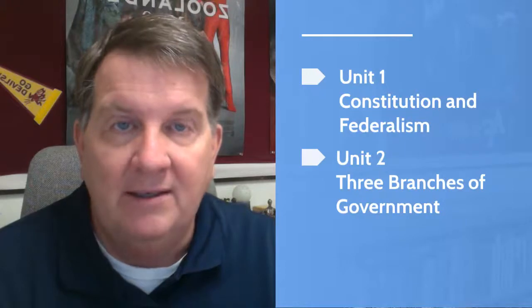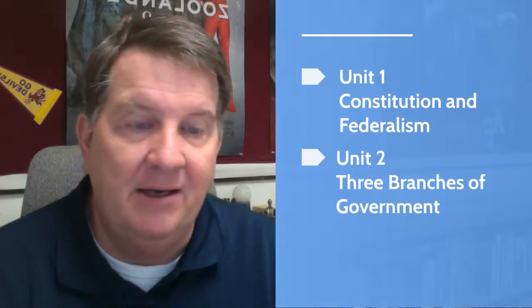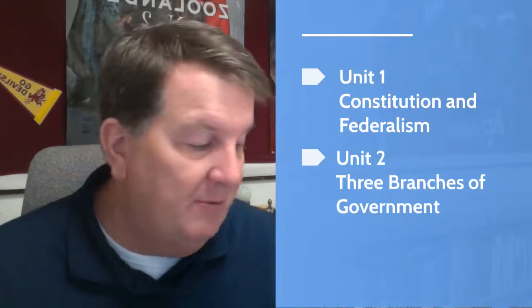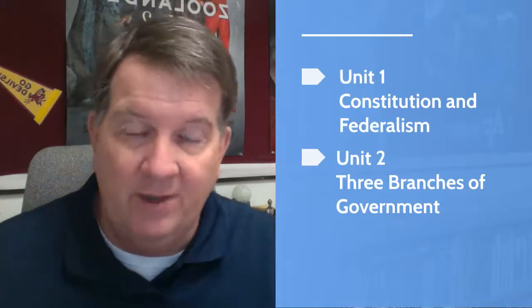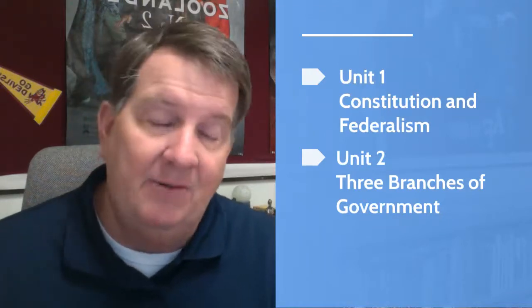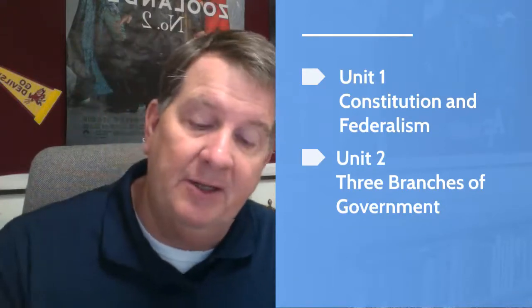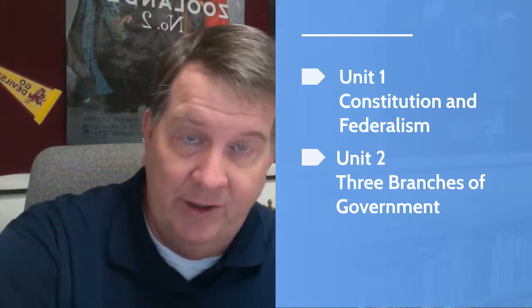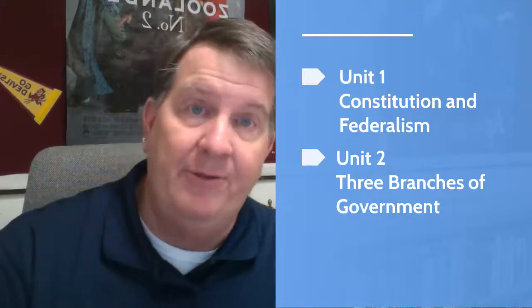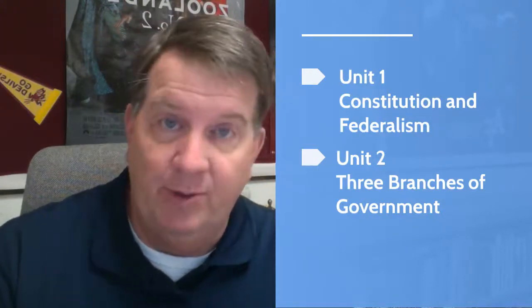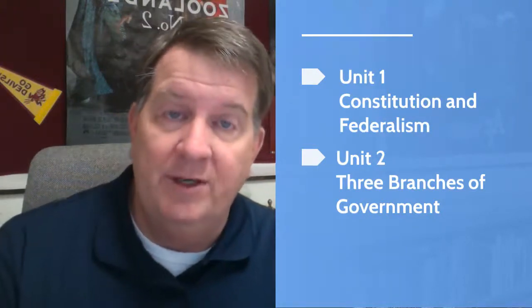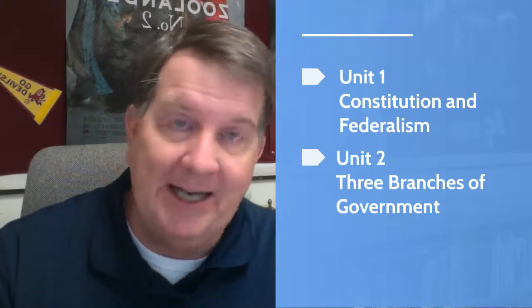Who does what? That's kind of the big key. We know what powers everybody has, but how do they check each other? What does this look like? How are they going to be able to do this? And then we're going to look again at Articles 1, 2, and 3 of the Constitution and how they interpret checks and balances. What are some powers that each branch has specifically?